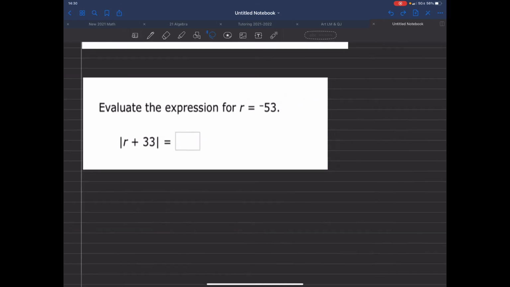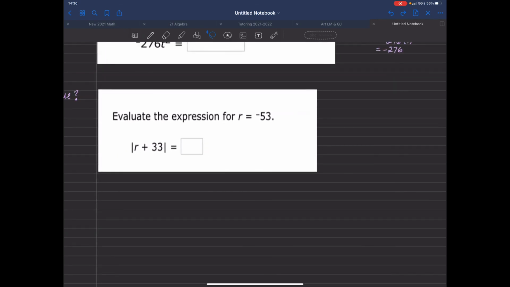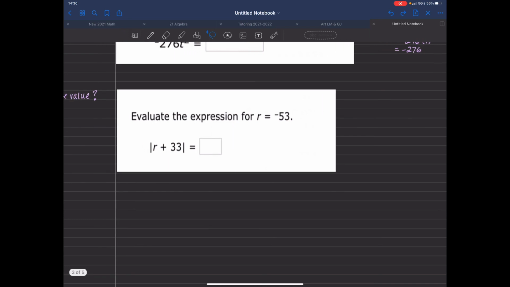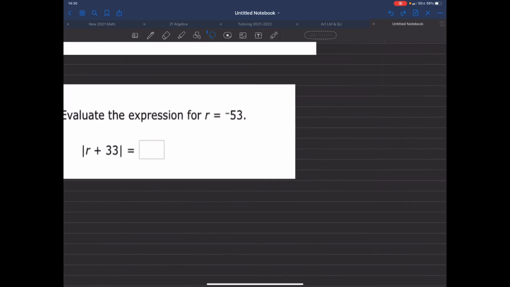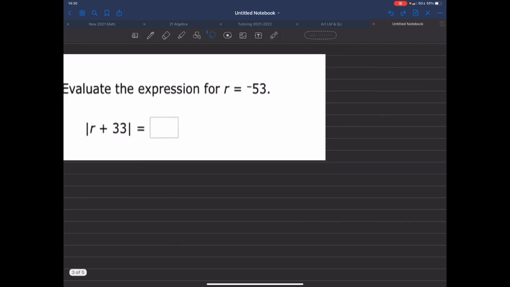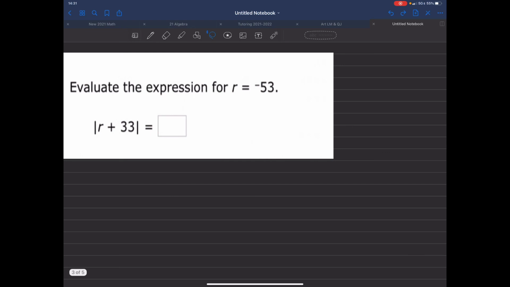Okay, so for this one, it says evaluate the expression for r equals negative 53 and the absolute value of r plus x equals 33. So, I'm sorry, x equals 33. So basically what we were asking ourselves is, what is absolute value? Absolute value basically means that everything that comes out of the absolute value bars will become positive. So in this case, I have r equals negative 53. I'm replacing the r with a negative 53. So I get negative 53 plus 33. All of this is inside the absolute value bars. And so you get negative 20, and whatever comes out of the absolute value bars is positive. So the answer is 20.